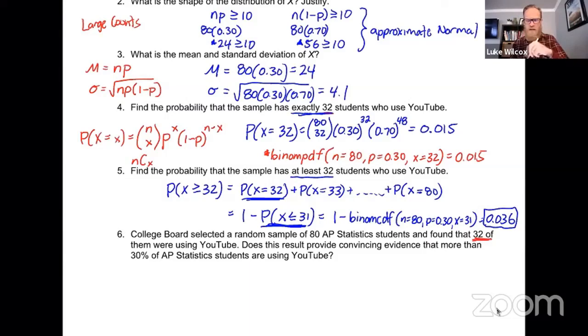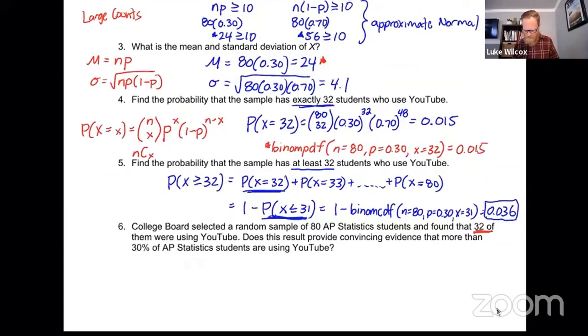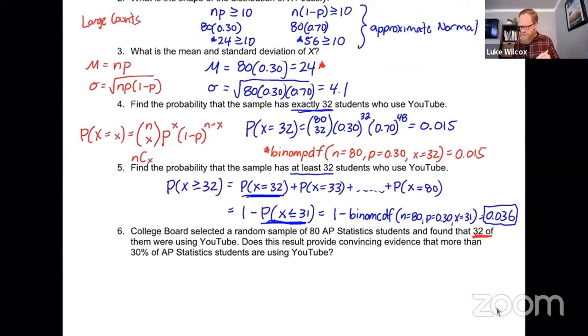They took their sample of 80, they got 32. Well, how much were we expecting them to get? If I look back up here at my expected value or my mean, we expected them to get 24. So 32 seems a little bit high, which maybe gives us some evidence that the true value might be higher than 30% for the whole population. In fact, let's just think about what that percent is based on the sample. The sample was 32 out of 80, and sure enough, that's actually 40%. Based on their sample, they're saying that they think 40% of the population is using YouTube.